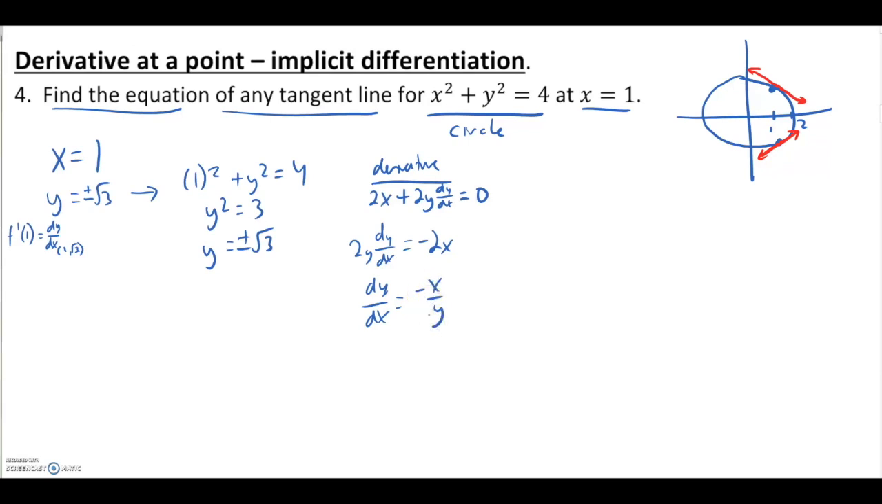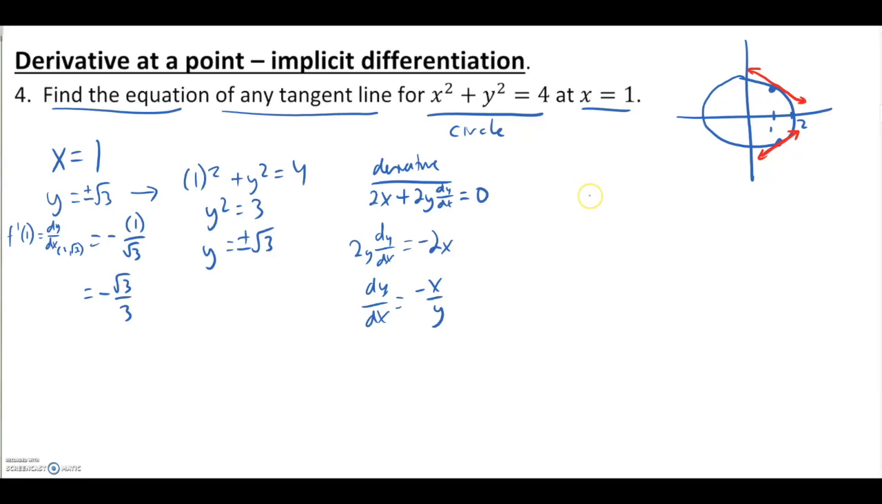So if I want my slope, it's going to be negative of my x value divided by my y value, which will give me negative square root of 3 over 3. And if you had used the negative square root of 3, you would have gotten a positive square root of 3 over 3 for your slope.